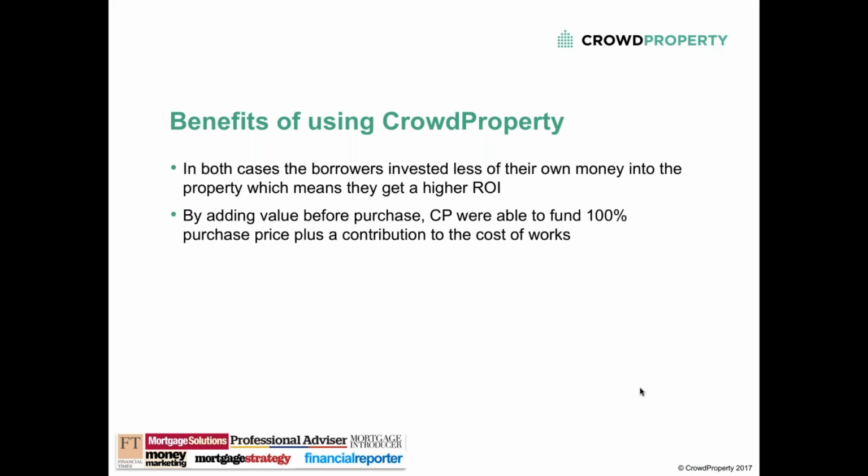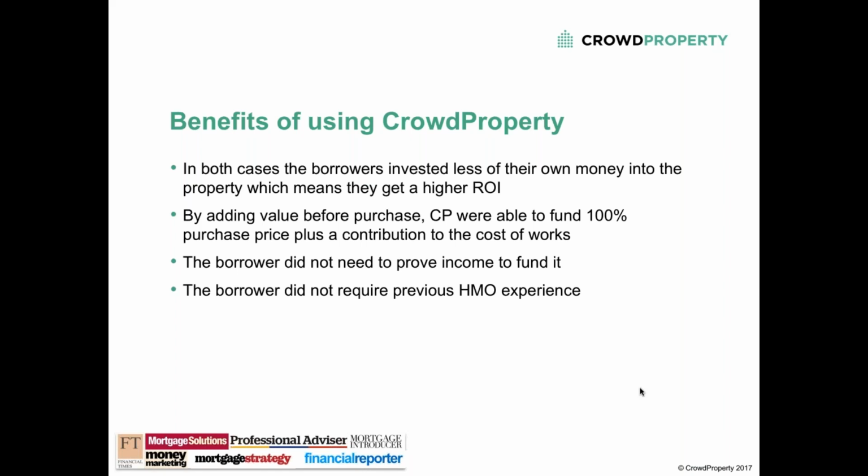By adding value before the purchase, so controlling the property with an option or exchange delayed completion, CrowdProperty were able to 100% fund the purchase price and a contribution towards the cost of works. The borrower did not need to prove income to fund it. Sometimes you have to have the HMO up and running and providing the income to get the commercial finance. Well, we didn't need that because we knew the deal stacked up on its own.